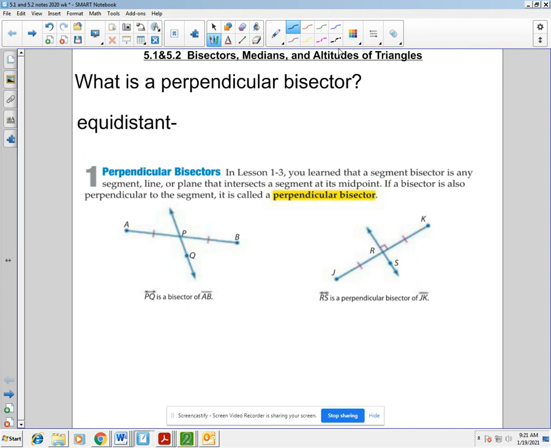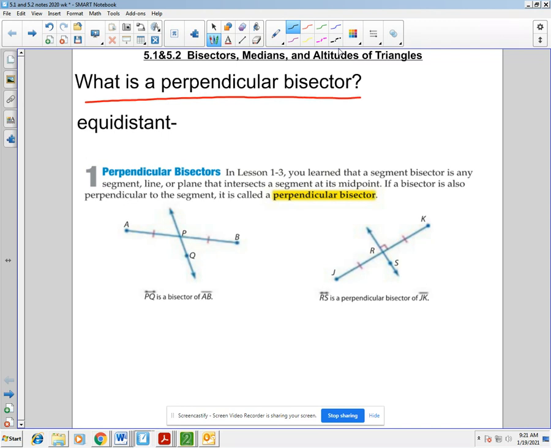Today, in this video, I will talk about Section 5.1 and 5.2. And we'll talk about bisectors, medians, altitudes of a triangle. So first question, what is a perpendicular bisector?